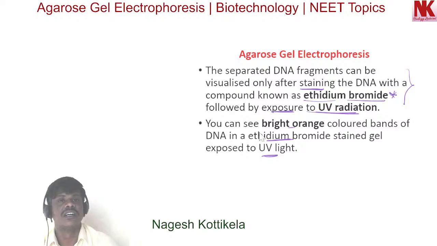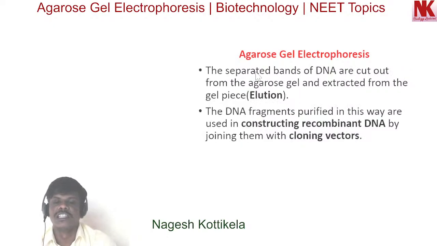Without staining and under visible light they cannot be seen. UV light exposure is needed. Staining with ethidium bromide is needed to observe the DNA fragments. Now the separated bands of DNA are cut out from the agarose gel and extracted from the gel pieces.